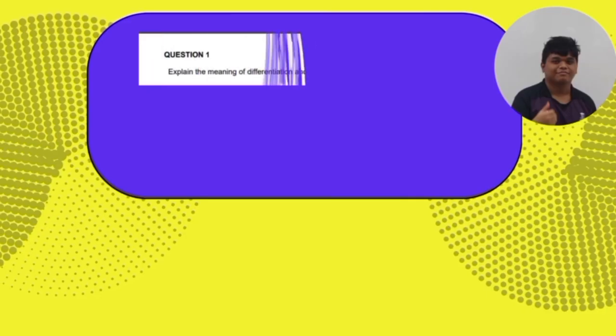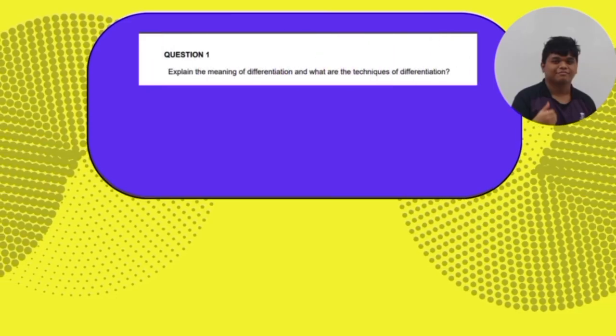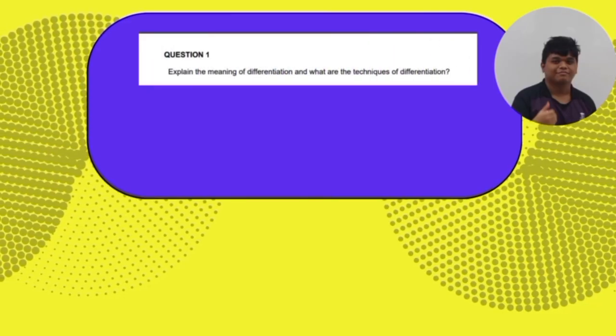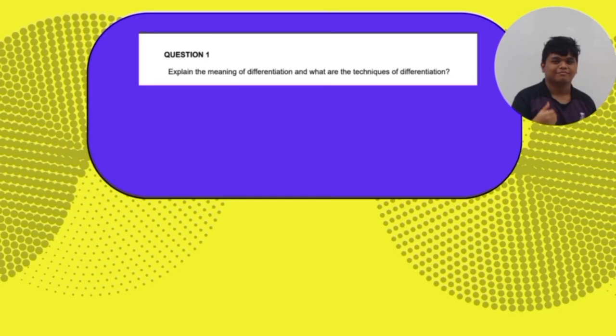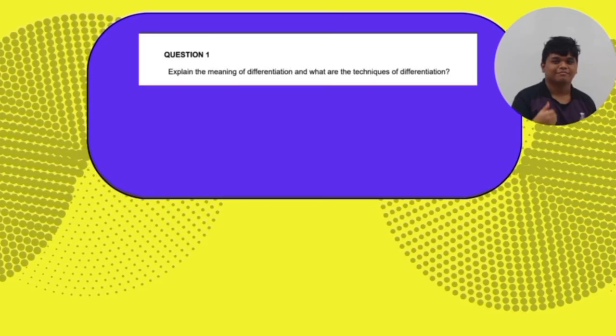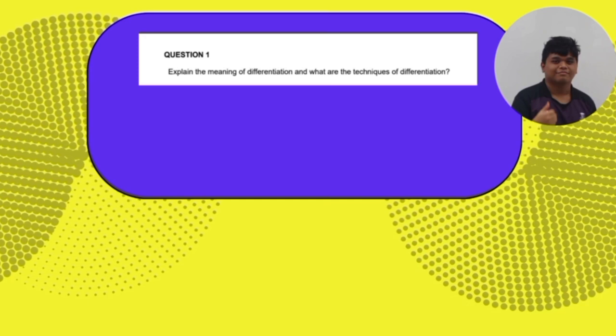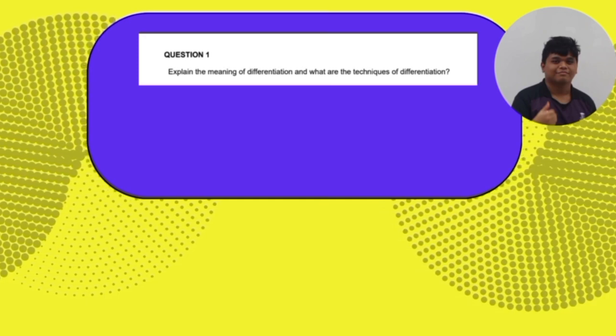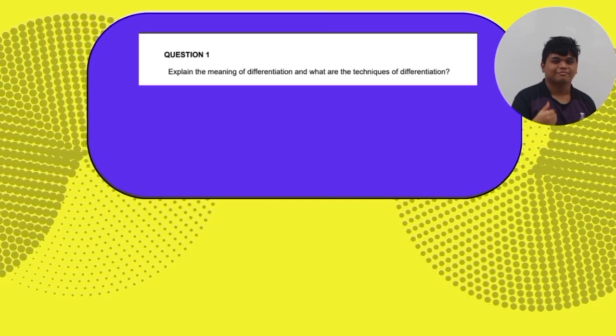Hello, my name is Afi and I will explain about differentiation and technique of differentiation. First, differentiation. Differentiation in mathematics is a technique used to find the instant rate of change of a function. This is done by finding the derivative of the function, which represents the slope of the tangent line at any point on the function graph.